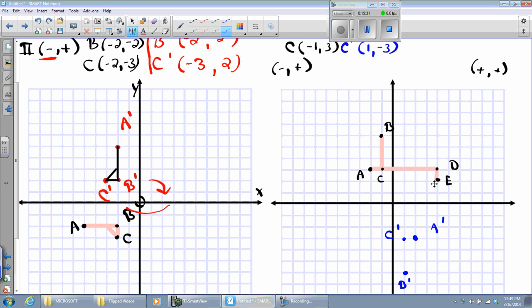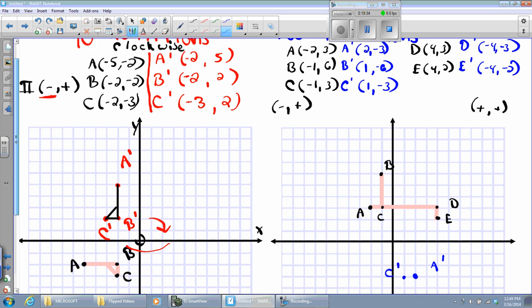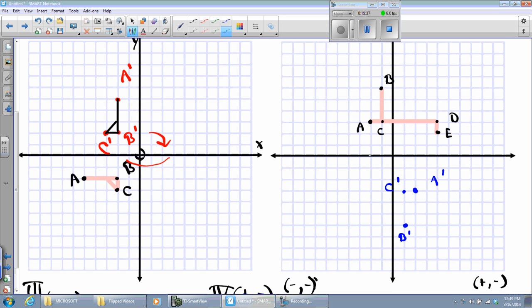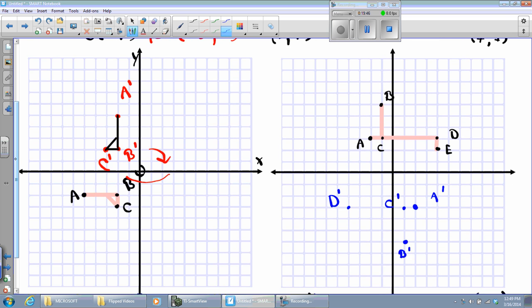C prime. Okay, the new D is at negative 4, negative 3. 1, 2, 3, 4. 1, 2, 3. So there's the new D. And the new E is at negative 4, negative 2. There we go. Okay, just going to draw it. I know that A connects with C and D. D goes to E, and B and C are connected. And there we go. I just rotated the shape 180 degrees.